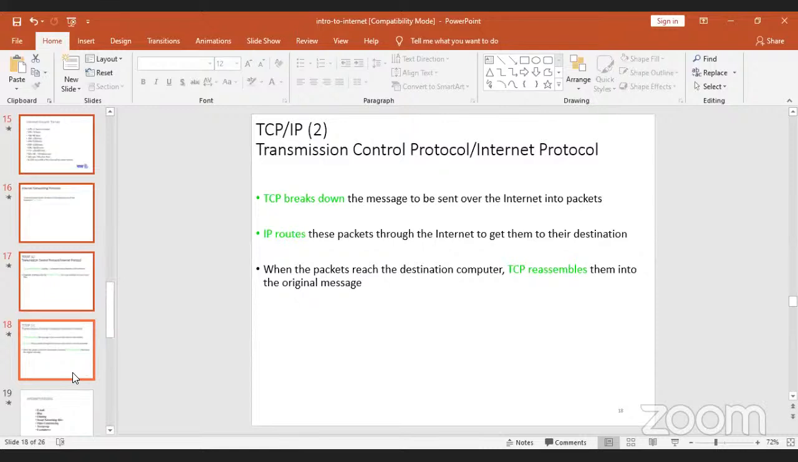When the packets get to their destination, the IP takes them there. Then when they reach their destination computer, the destination node, the TCP reassembles them into the original message. We don't even know what is happening when you send a message somewhere. You don't need to know that. But what actually happens is that the message is transmitted as data chunks, and when they get to where they are going, they are assembled back by the TCP. So the TCP/IP works together.